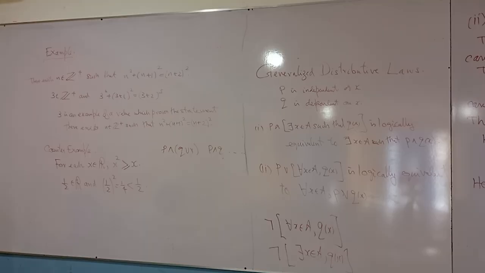Anyway, proof of a universal statement. How do we prove, for each x belongs to capital X, P of x? How do you prove that? It depends on the condition. It depends on the statement.